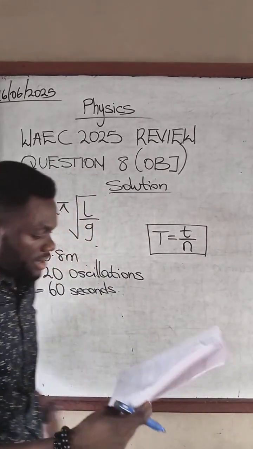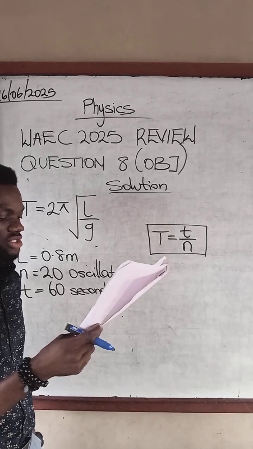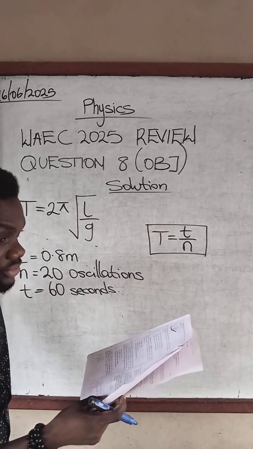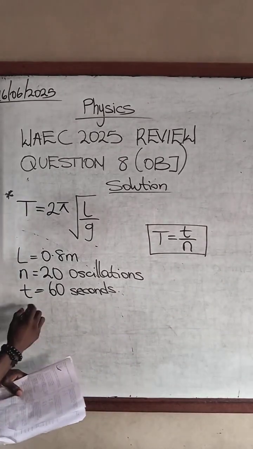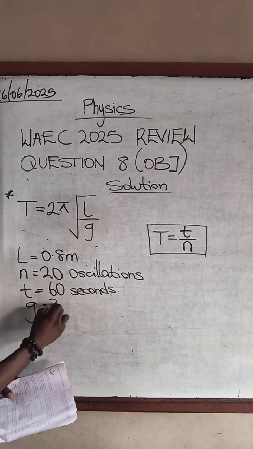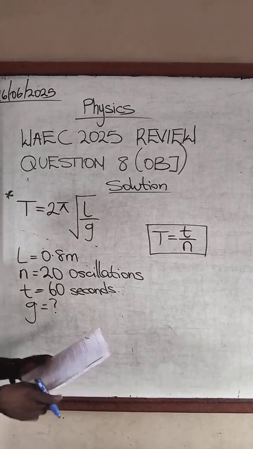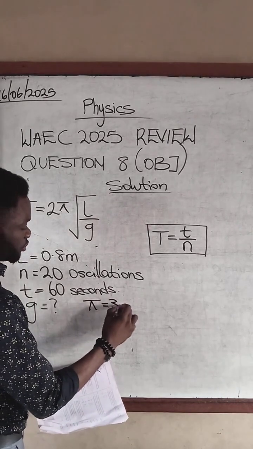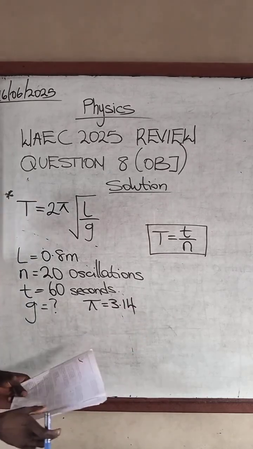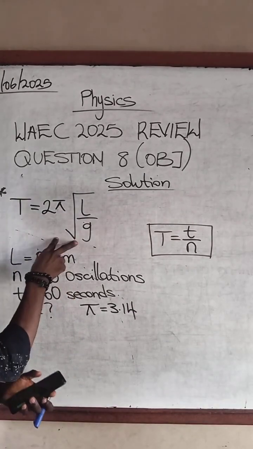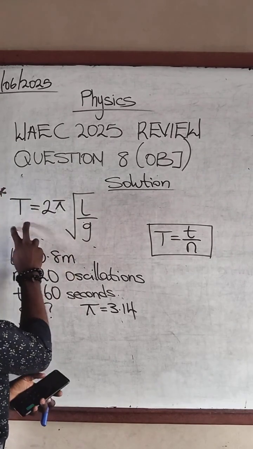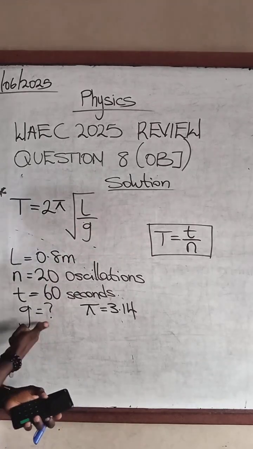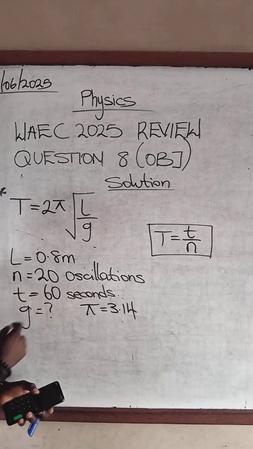Now it says calculate the acceleration due to gravity on this planet. That is, we are going to look for G. And we are given pi. We are told to take pi as 3.14. Now, you can see clearly from the formula for the period of a simple pendulum that T is equal to 2 pi the square root of L over G. And we are told to find the acceleration due to gravity.